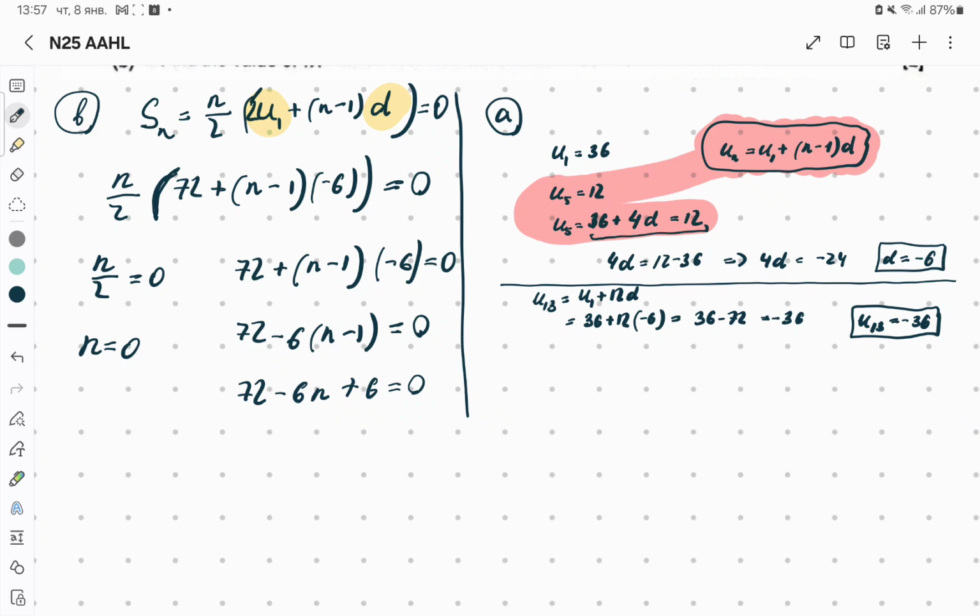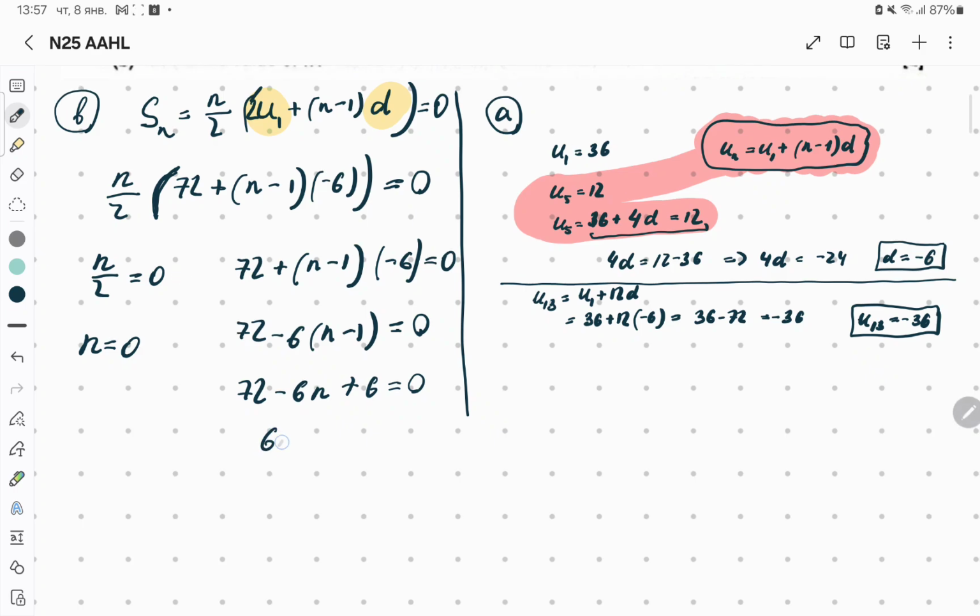Now everything is ready to calculate. 6n is equal to 78. Now let's just find n. It's 13, so n is equal to 13.